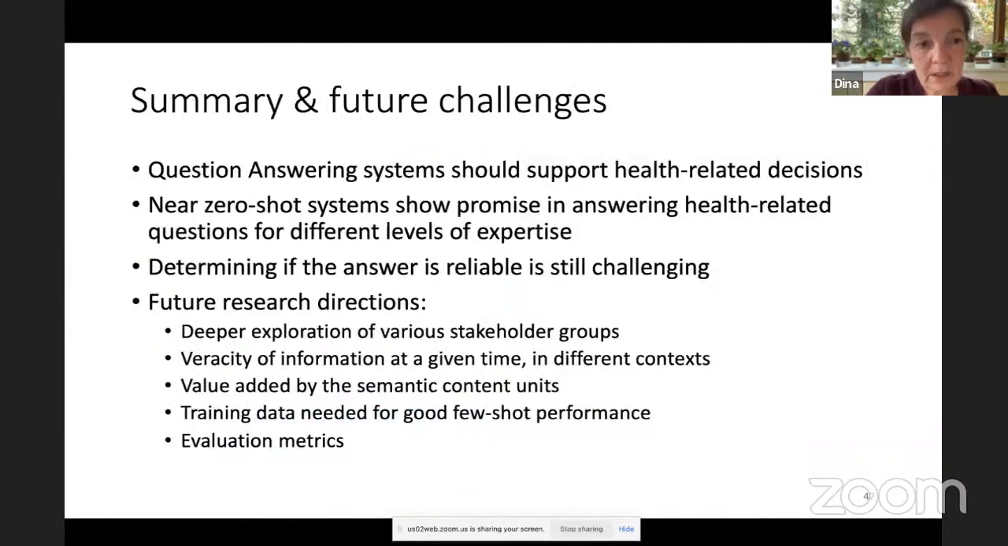So to summarize, question answering systems should support health-related decisions, and we very often hear now that the systems are so good that these zero-shot systems can already do all that answering, which is not quite the case yet, as I've shown with our results. But the near zero-shot systems do show promise, and we should work more on these.